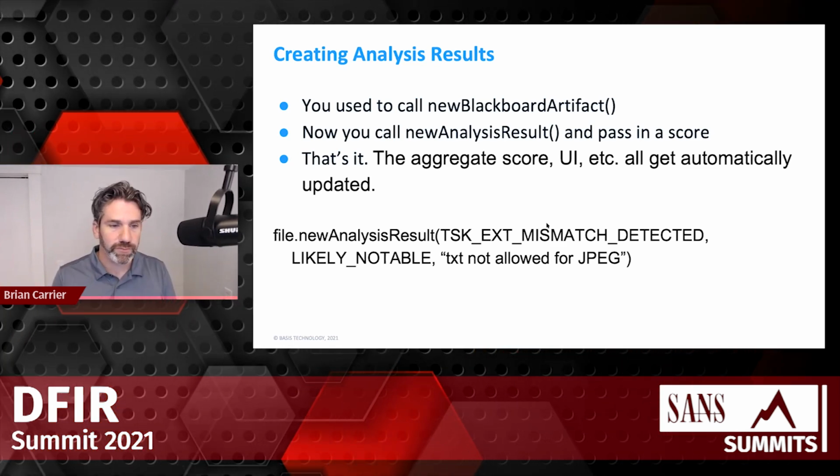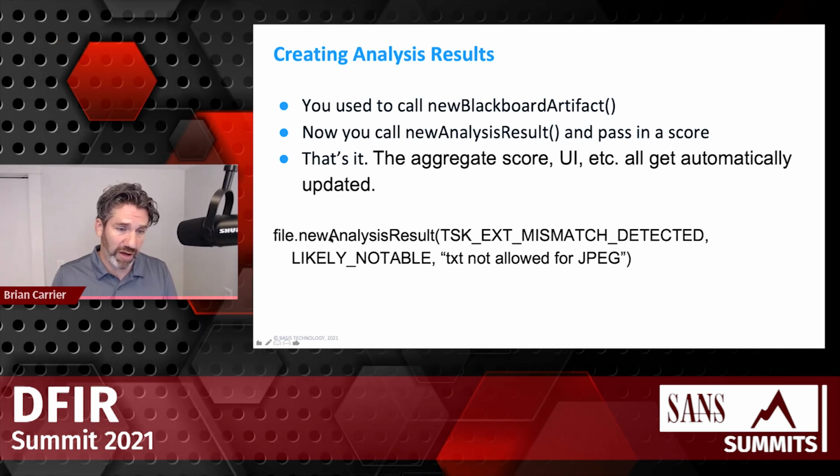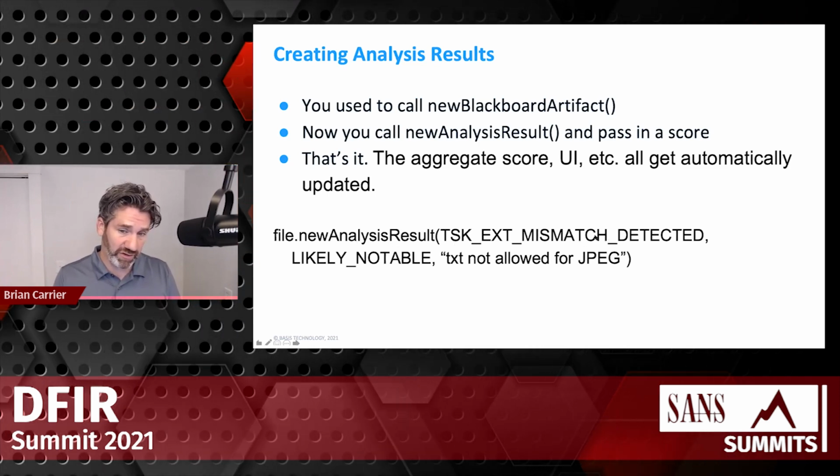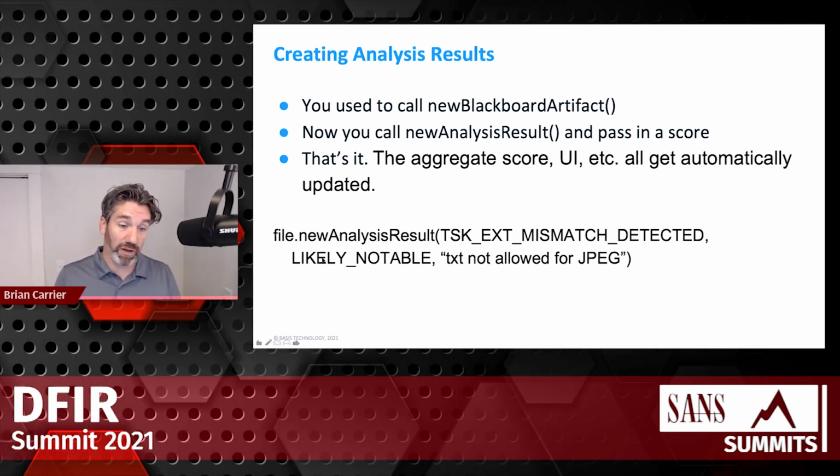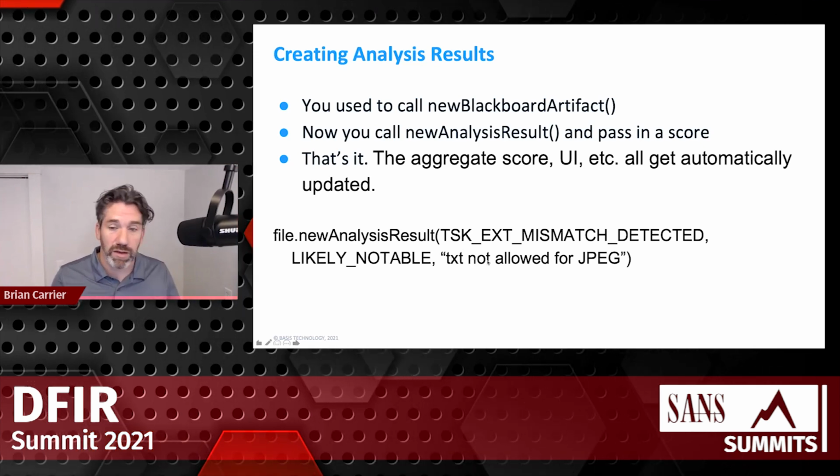It's pretty cool. So for example, you call file new analysis result, extension mismatch. This is the type for that. You give a score, likely notable, give a reason why, and you're done.